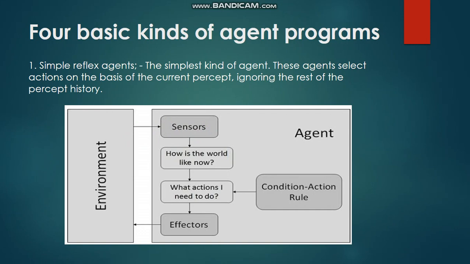If the environment is doing something, what it has to react. Based on the condition action rules only, it will react. Certain conditions will be given, and if those conditions occur, the agent's reaction is given as rules here. So based on the current percept, it will check this condition action rule, and then it will immediately react through the effectors. This is what happens in simple reflex agents.